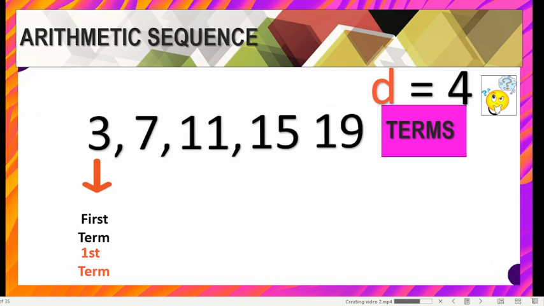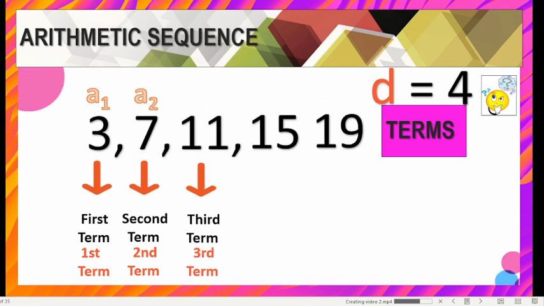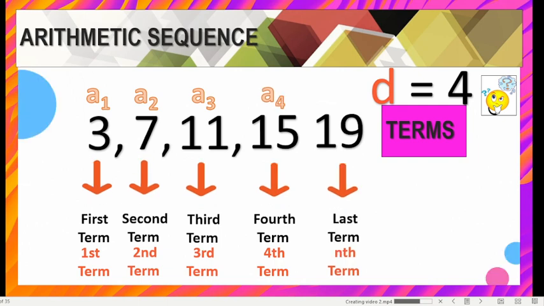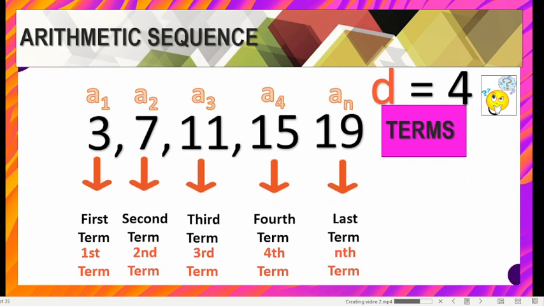3 is the first term. 7 is the second term. 11 is the third term. 15 is the fourth term. And the last term, or the end term, is 19.